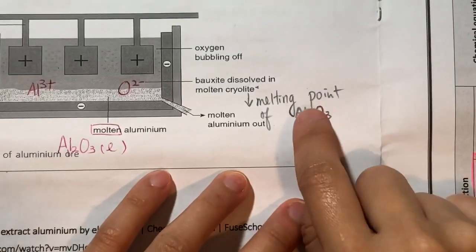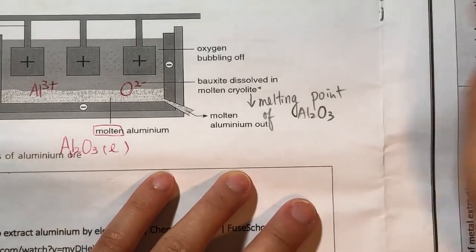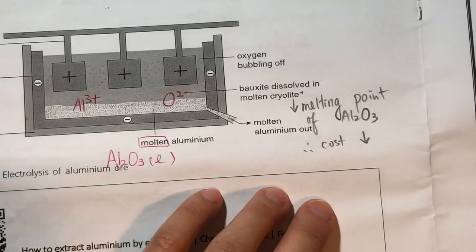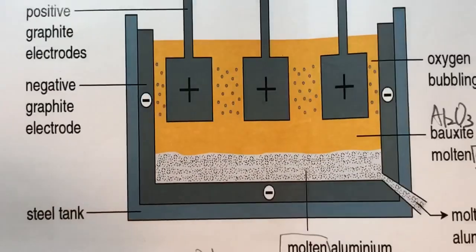Cryolite reduces the melting point of aluminum oxide. So that's why cost is reduced. Okay. Now, let's have a look at how electrolysis is carried out in this case.